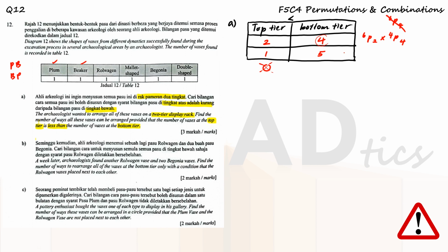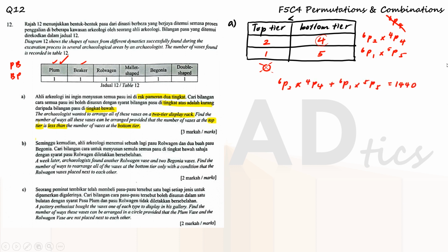Same goes for the second possibility. Here from 6 faces, we choose 1 out to arrange, so let's say there's only plum for this case. Here we have 5 faces left, and we need to fill in these 5 spaces, so it's 5P5. So let's calculate the number of arrangements for this case. Alright, so we'll get 1440 as the answer.